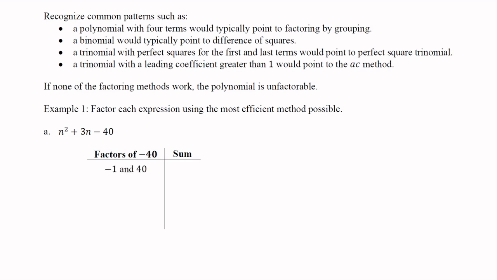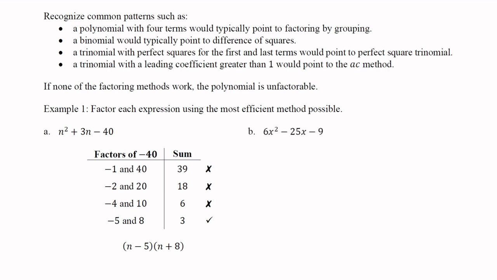So we go through negative 1 and 40, that gives us 39. That's not going to work. Negative 2 and 20 add to give us 18. That doesn't work. Negative 4 and 10 gives us 6. That doesn't work. Negative 5 and 8 is 3. That is our middle term, so that works. So this can be factored into n minus 5 times n plus 8.